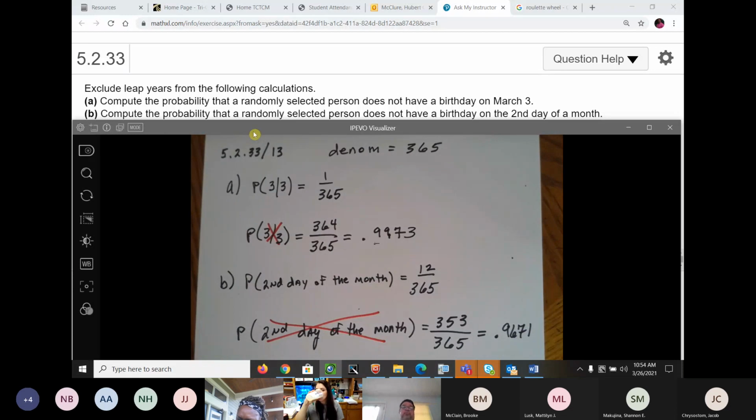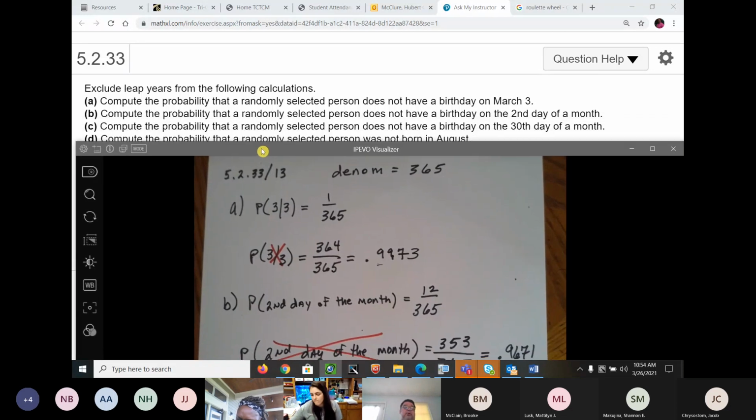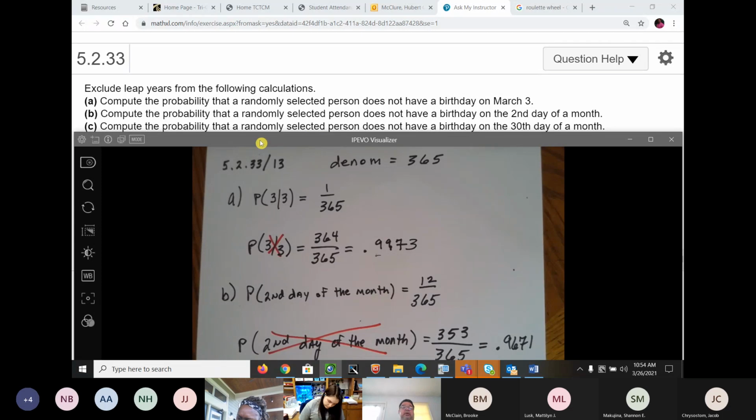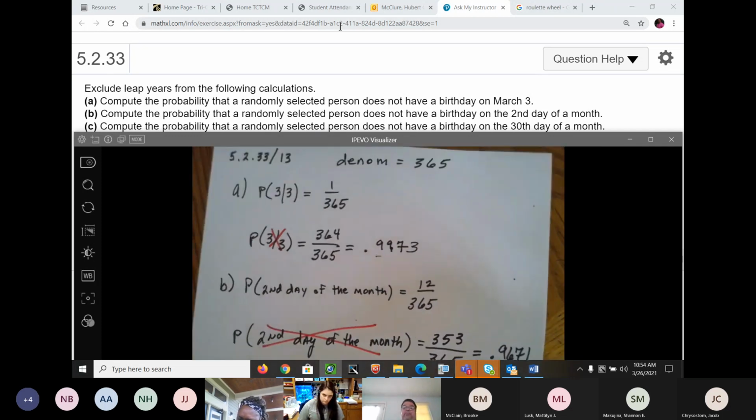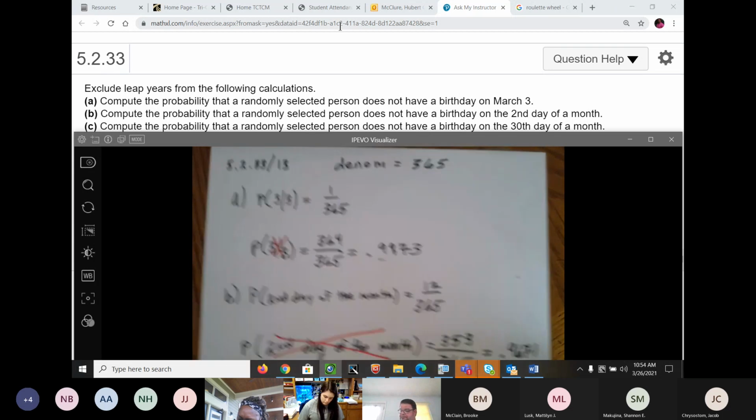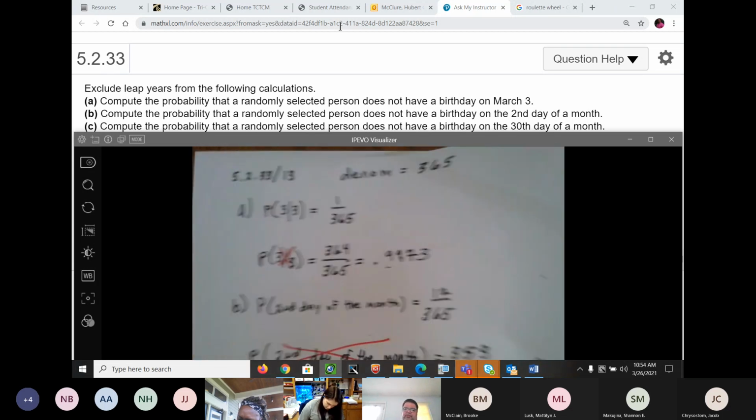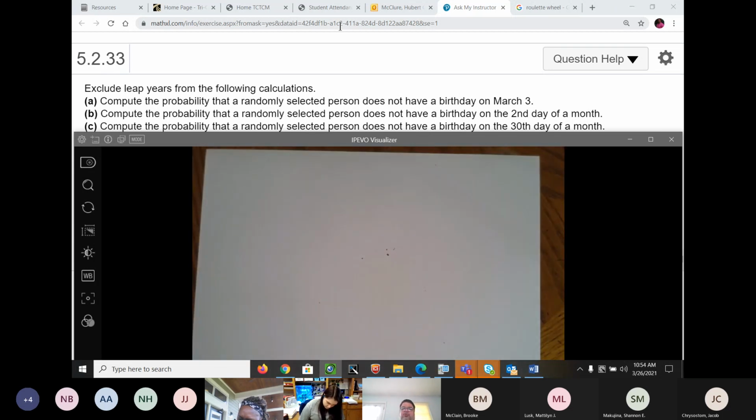I'm going to let y'all do C by yourself, or C and D. All right? Compute the probability that a randomly selected person does not have a birthday on the 30th day of the month. Now, before I show you this, I showed this to my classes yesterday. They had no idea what I was talking about.